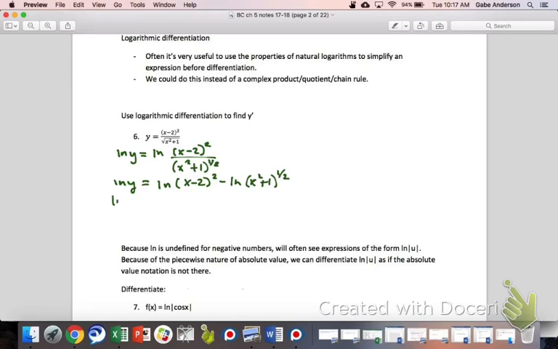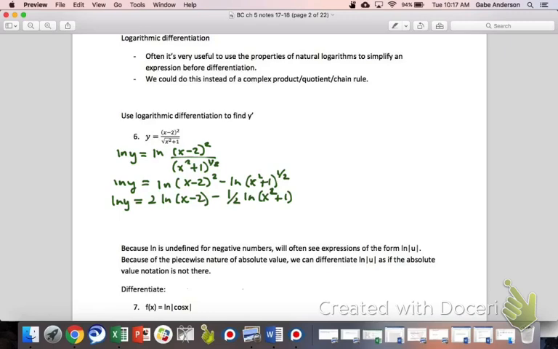So natural log of y equals 2 natural log of x minus 2 minus 1/2 natural log of x squared plus 1. Okay, so what we've done here is we have basically boiled this down to the simplest logarithmic expression we can. And so what we can do now is differentiate.